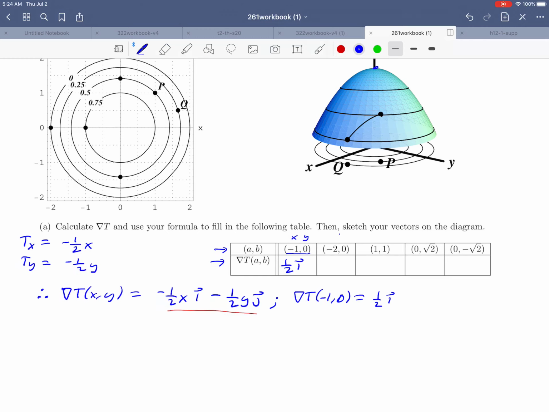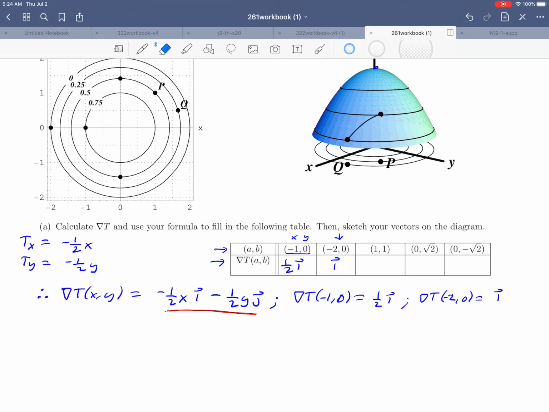Okay, what about (-2, 0)? Well, same thing, just that this time we're plugging in -2 for x and 0 for y. So again, going back to our formula over here on the left, if we plug -2 in there, we're going to get just i plus 0j, which gives us a result of i.